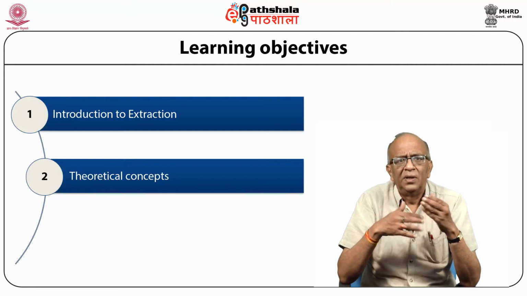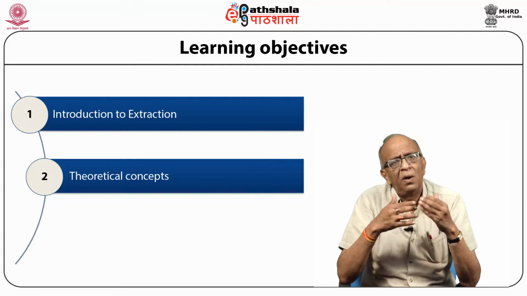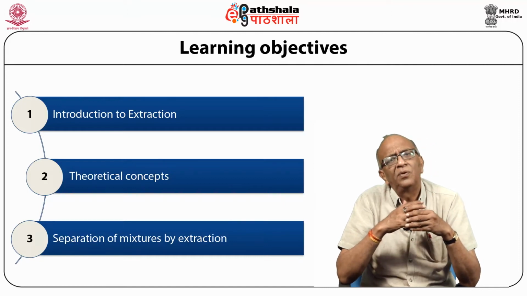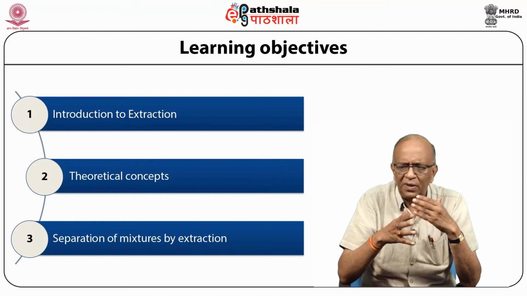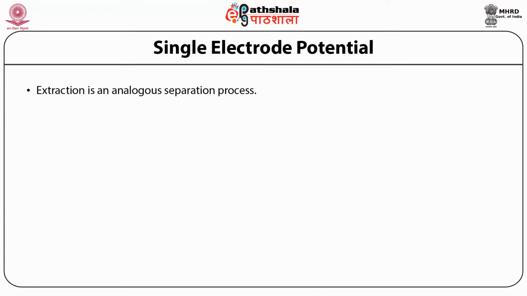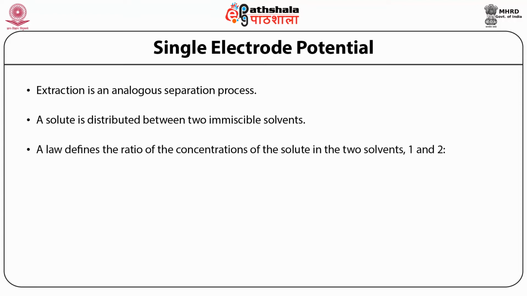Then by using these extractions, we see how separation of mixtures can be done by taking immiscible solvents, and how a solute can be taken out from one solvent to another solvent. Extraction is an analogous separation process in which a solute is distributed between two immiscible solvents. A law defines the ratio of the concentrations of the solute in the two solvents, 1 and 2.